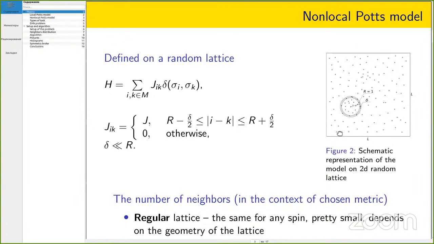One crucial difference of our model compared to the models on the regular lattices is that for the latter, the number of neighbors is fixed, it's small, and depends on the geometry of the lattice. But in our case, it's basically unbounded and can be adjusted by choosing the parameters of the model and obeys the Gaussian distribution.